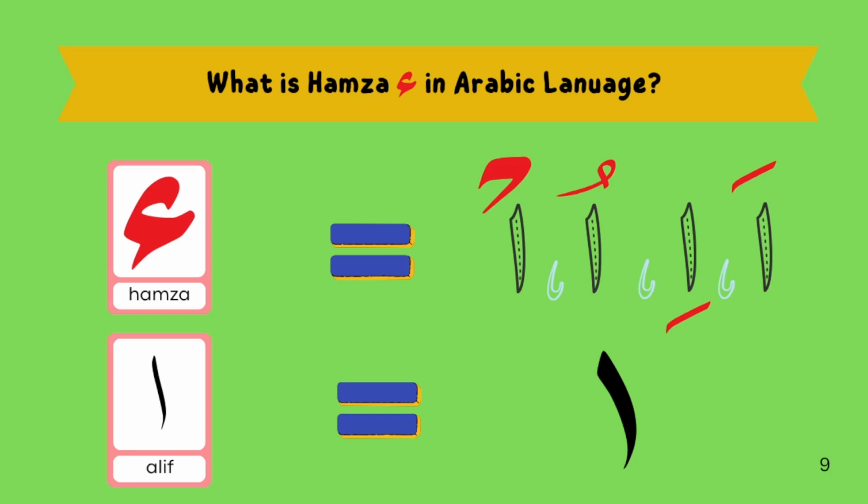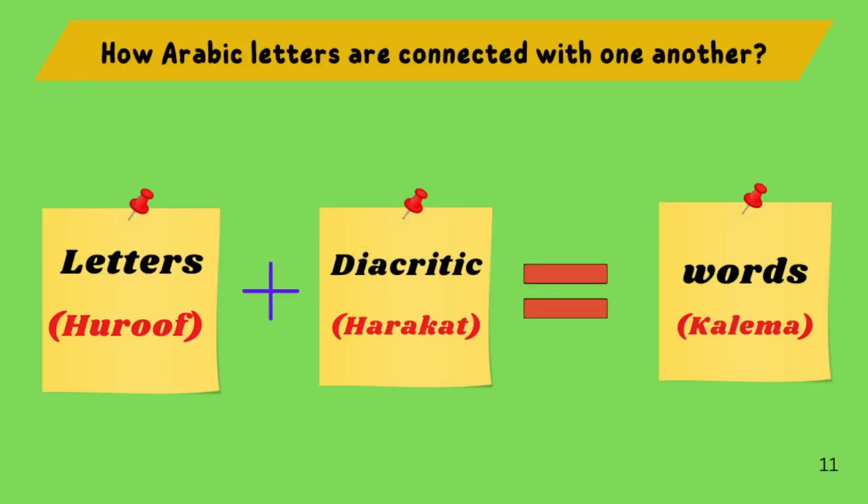Otherwise, if Alif is without all these diacritics, then the Alif will be Alif simply. So Alif with any of the short vowels or sukoon will be treated as or called Hamza, and if Alif is without any of these diacritics, then Alif will be Alif. So this is the difference. Therefore, Hamza is not included normally in the total alphabetic letters. When these letters with these diacritics are connected with each other, then they form words.